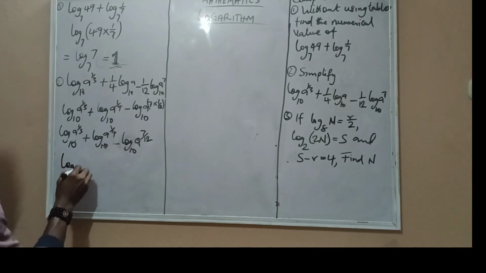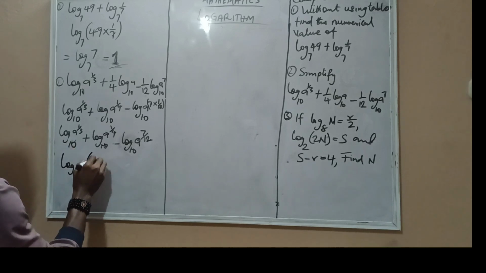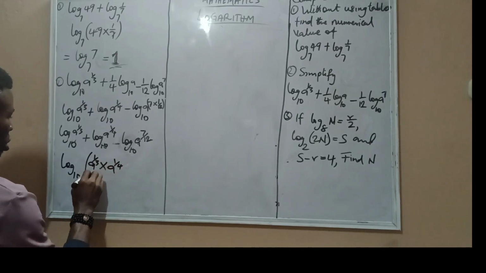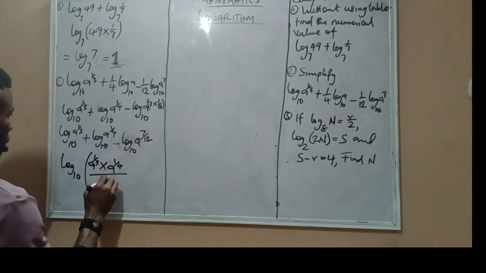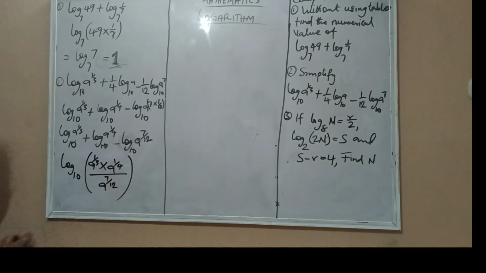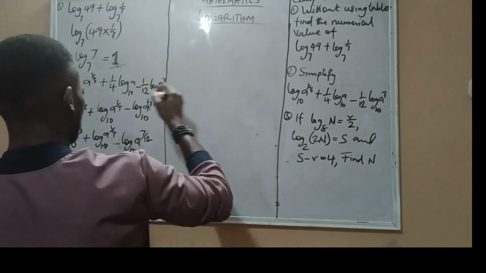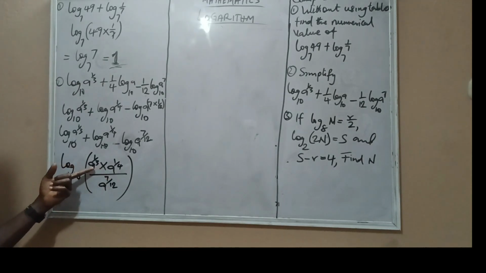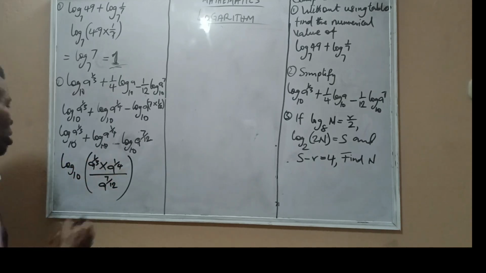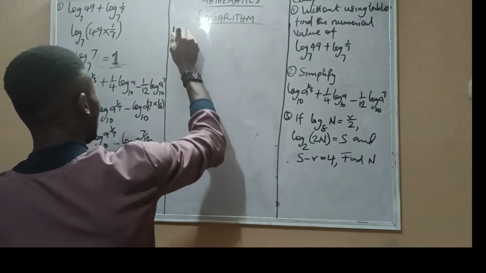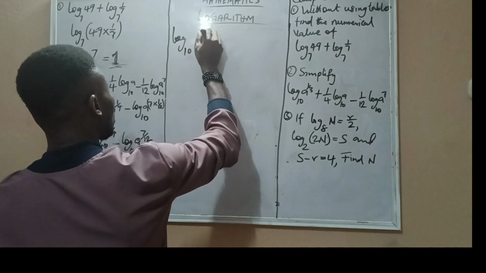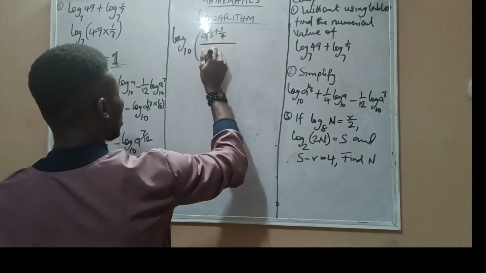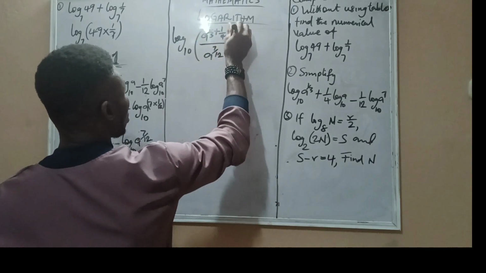Now from here we have that log to the base 10 of a to the power 1 over 3 multiplied by a to the power 1 over 4, all over a to the power of 7 over 12. Now this, from the laws of indices, two numbers with the same base multiplying each other is just the addition of their powers. And that is log to the base 10 of a to the power 1 over 3 plus 1 over 4, then all over a to the power 7 over 12.